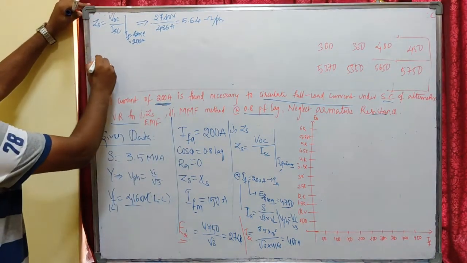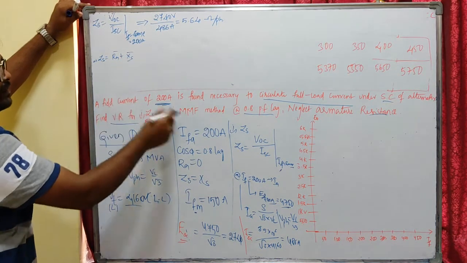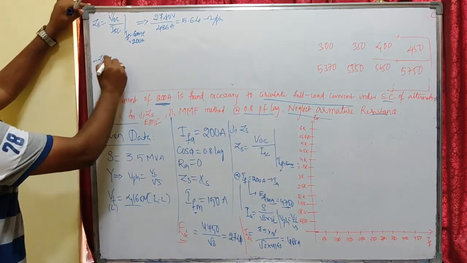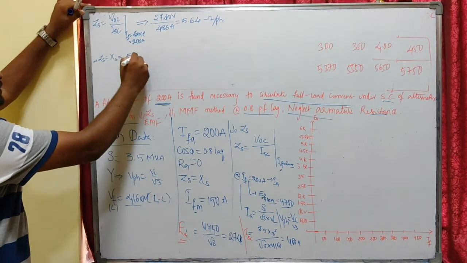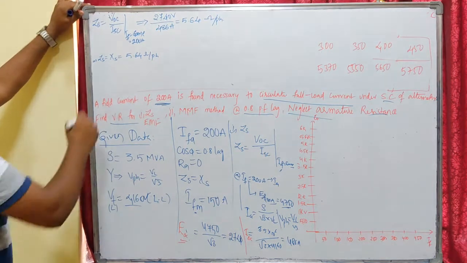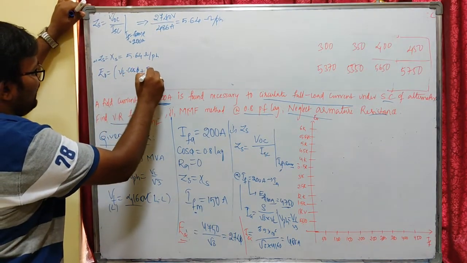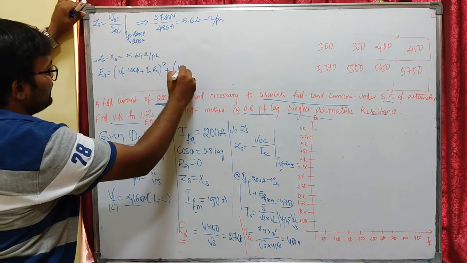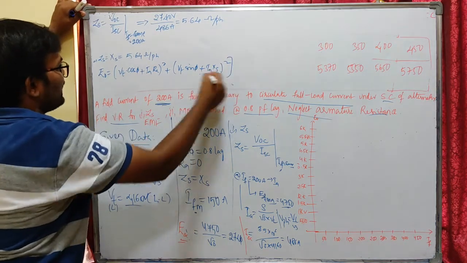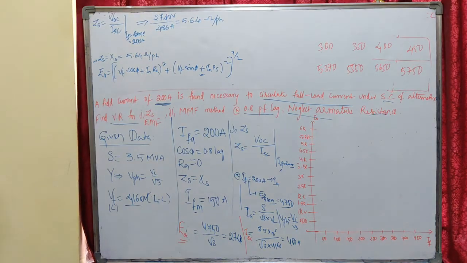Synchronous impedance is nothing but the phasor sum of RA and XS. As the armature resistance is neglected, we are going to remove this. So our ZS will be equal to XS, which is equal to 5.64 ohm per phase. So you got XS here, so that you can obtain the E naught value. E naught equals the square root of (VT cos phi plus IA RA) whole square plus (VT sin phi plus IA XS) whole square. As it is lagging, this will be plus. So we are going to substitute the values here.